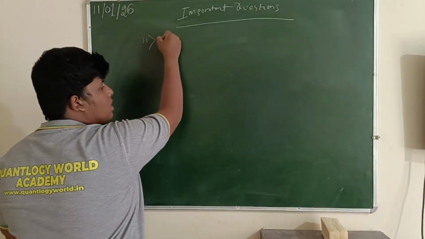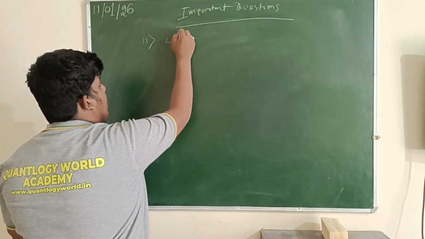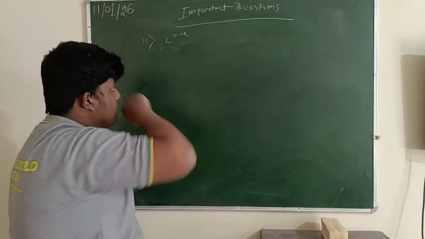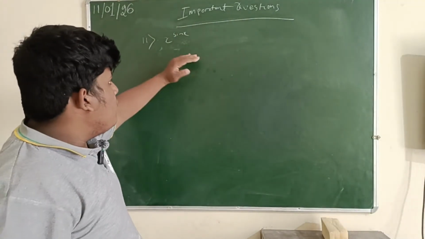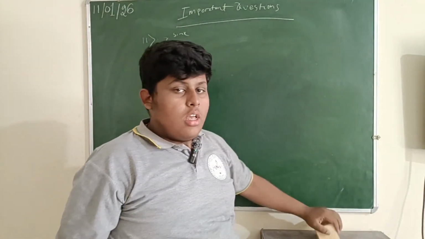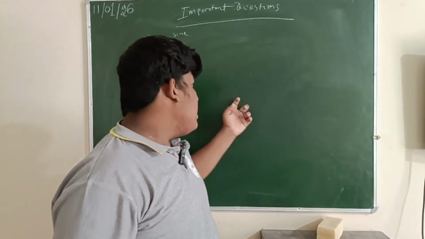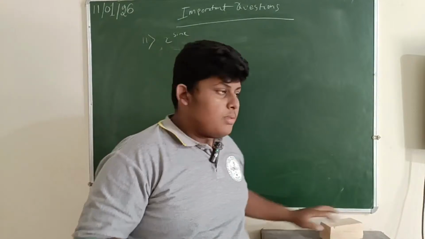The eleventh question is x to the power sin x. This will be solved in a different way, because this function carries the formula of x to the power x, in which we have to take ln on both sides, then we will solve it. This is a lengthy question. This question carries 3 marks.